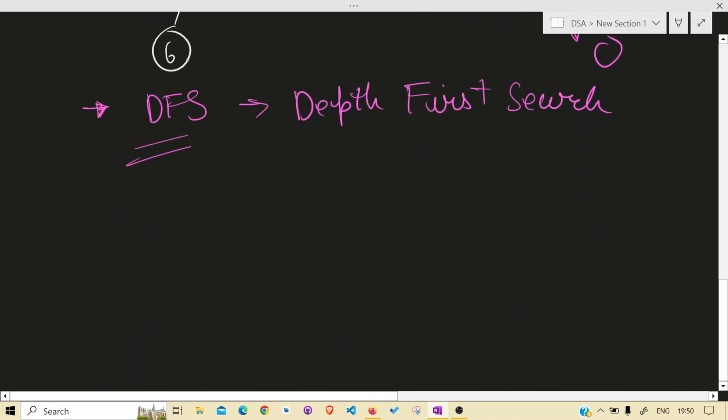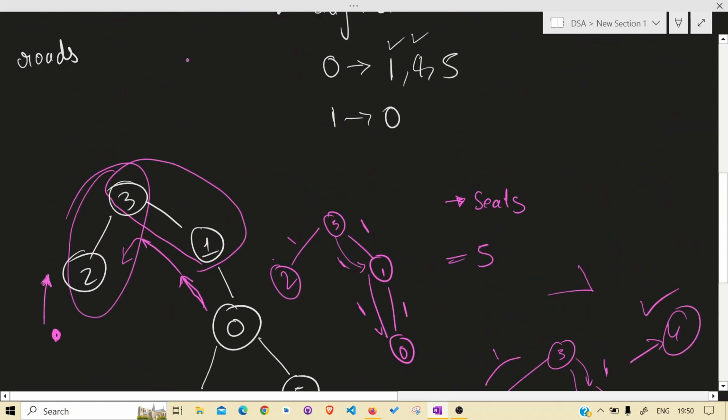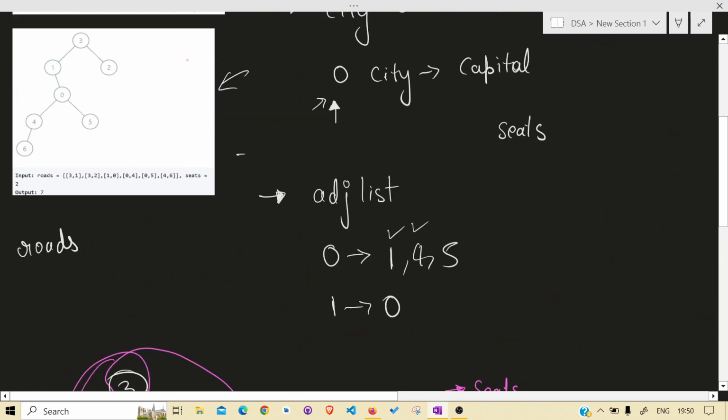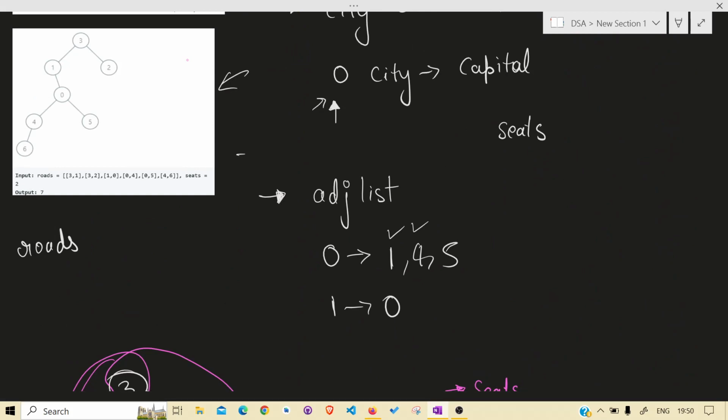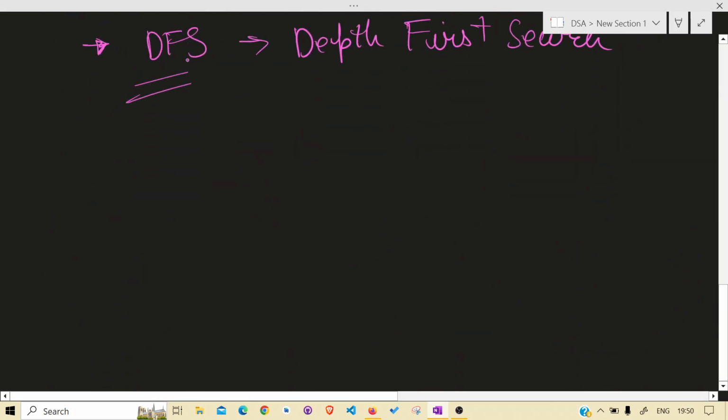So the only thing left is to do it on a test case and discuss other things. Let's copy that graph over here.